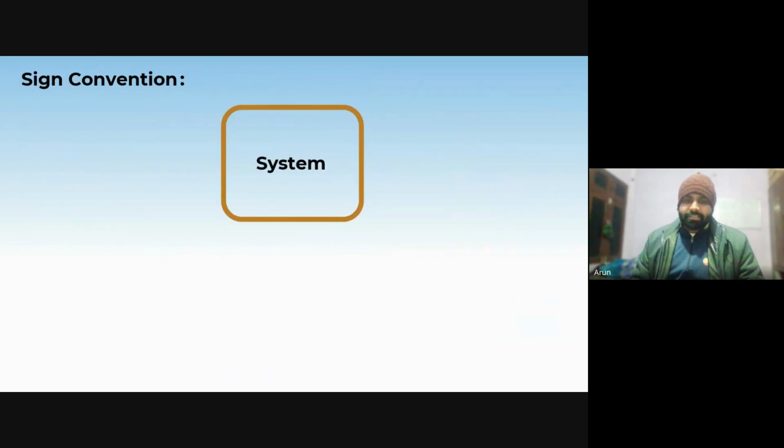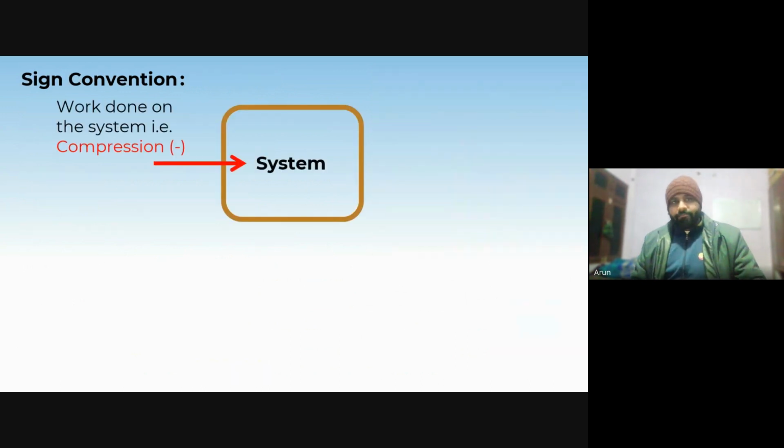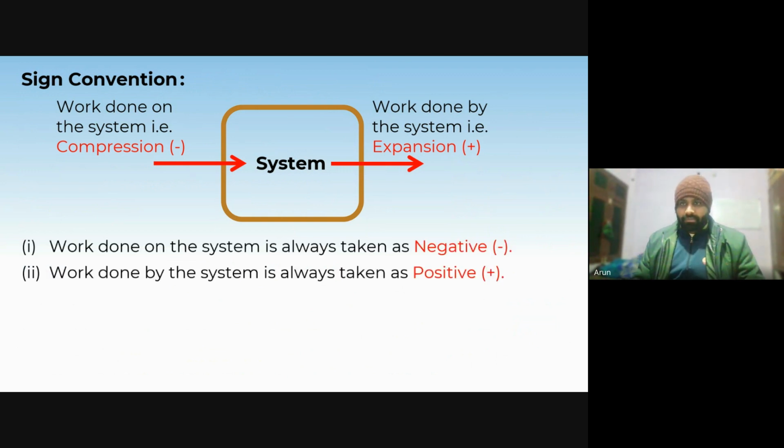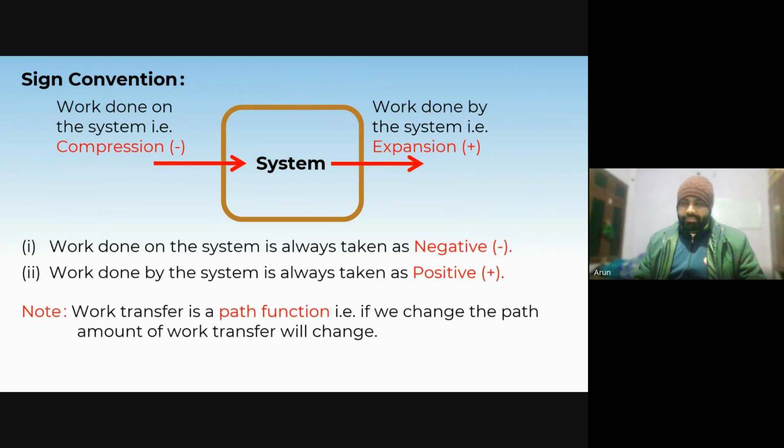Now sign convention. If the work is done on the system, which means we are compressing the system, that is to be taken negative. And if work is done by the system, which means the gas is doing work, it is taken positive. This is it. Work done is also a path function. So if we change the path, the amount of work transfer will change.